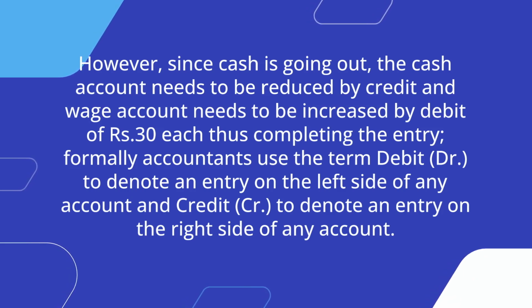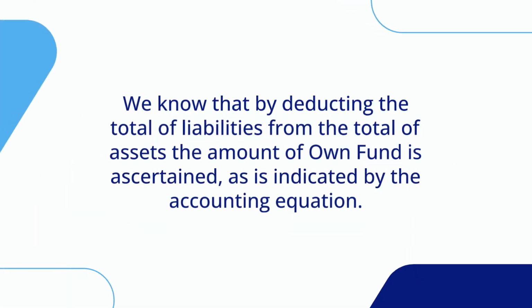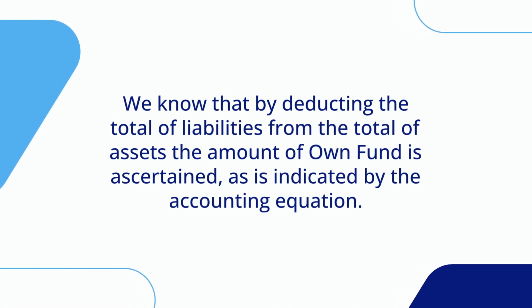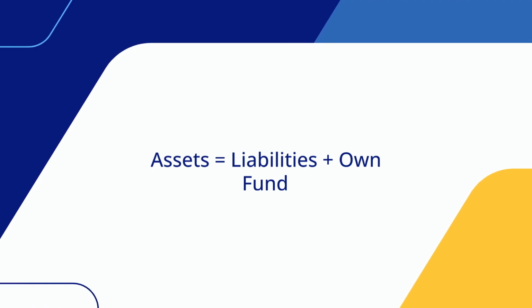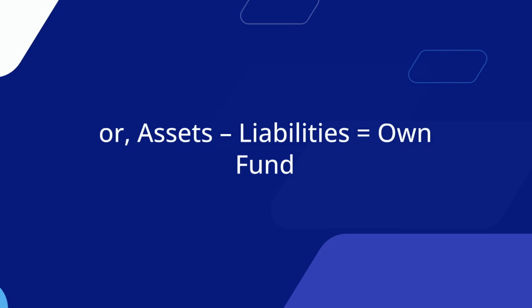Formally, accountants use the term debit (DR) to denote an entry on the left side of any account and credit (CR) to denote an entry on the right side of any account. We know that by deducting the total of liabilities from the total of assets, the amount of own fund is ascertained, as is indicated by the accounting equation. The equation being assets is equal to liabilities plus own fund, or assets minus liabilities is equal to own fund.